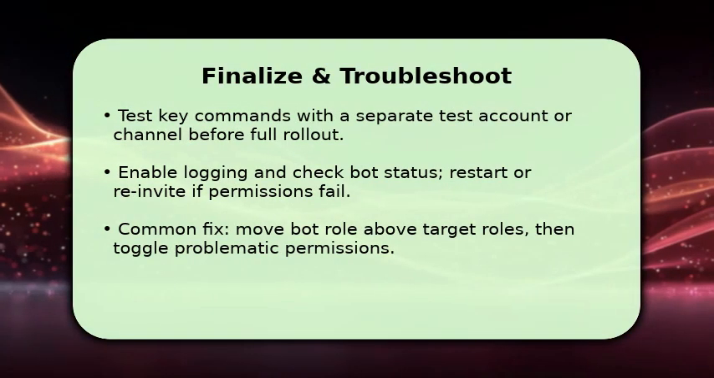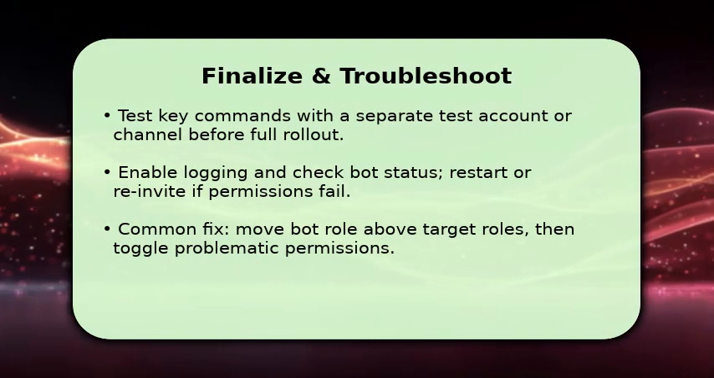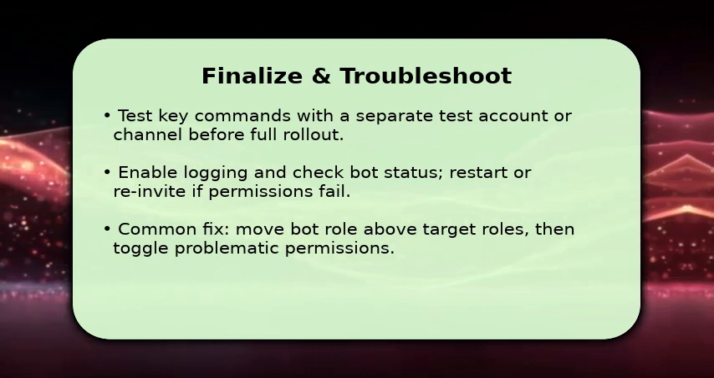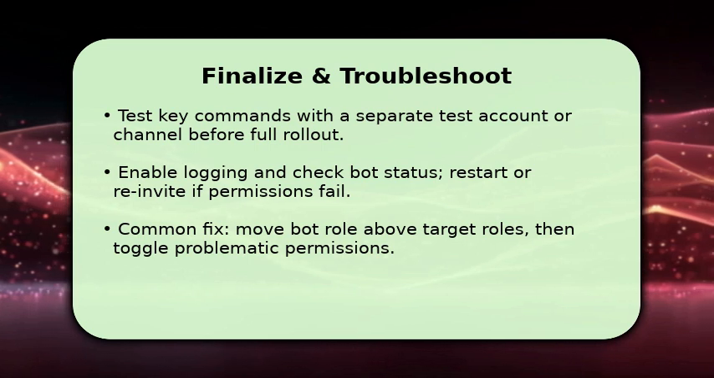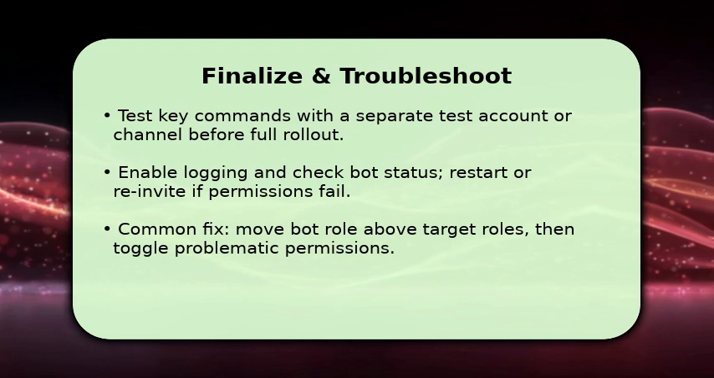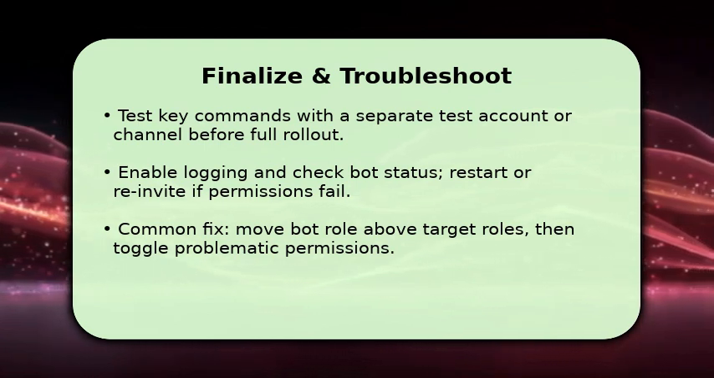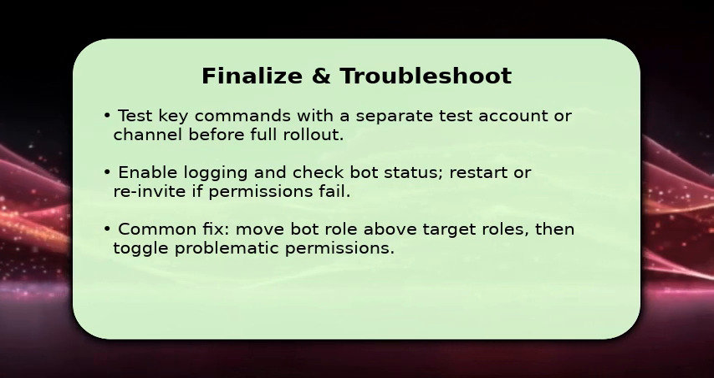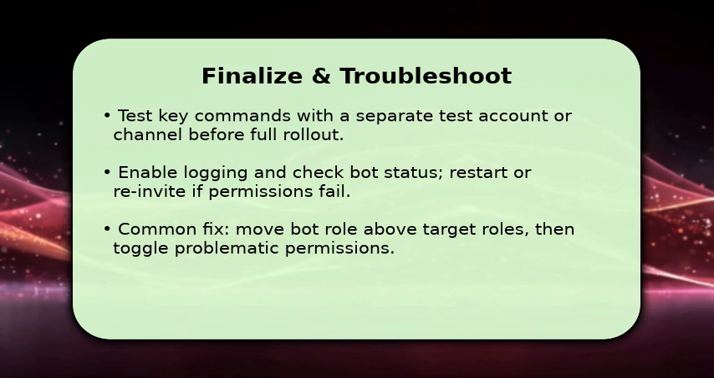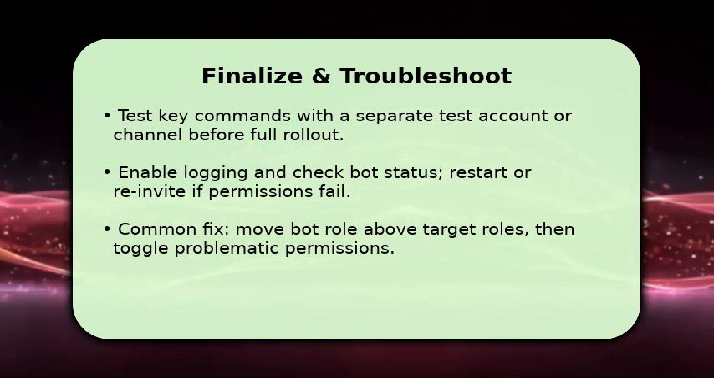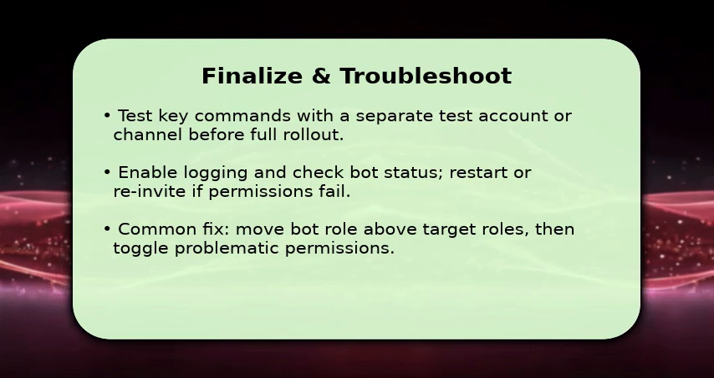Finish by testing all core commands in the test channel so you confirm behavior before full deployment. If a command fails, check the bot's status and logs, restart the bot, or re-invite it with correct scopes if needed. Make sure the Lawliet role sits above any roles it must manage, then toggle problematic permissions like Manage Messages or Manage Roles. If you still see issues, run a basic permission check and rerun the setup command to reapply defaults.